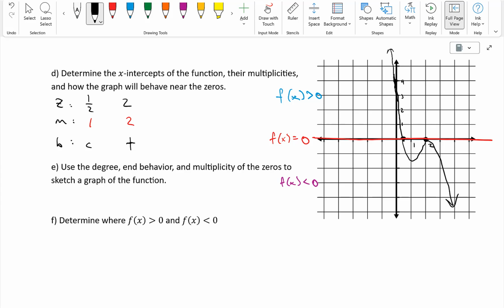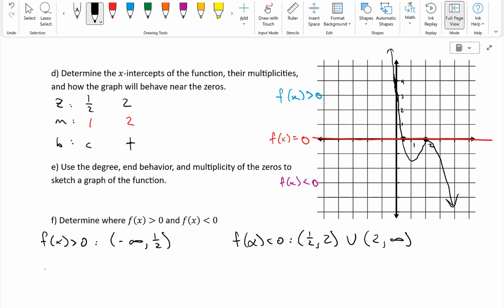So our intervals, like we did for increasing, decreasing, or concavity, are going to be in terms of the x values. So we can say f of x is greater than 0 from -infinity until we get to 1/2. And really that's it, right? That leftmost piece of the function is above the x-axis. We'd have then that f of x is less than 0 from 1/2 to 2, and we can union or comma from 2 to infinity. Right, at 1/2 and at 2 we are equal to 0, so we wouldn't be able to include those.